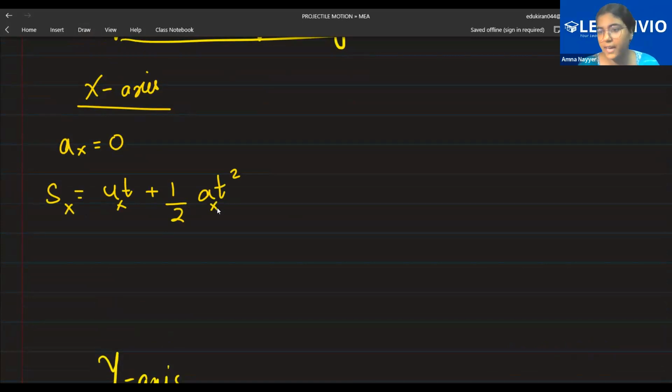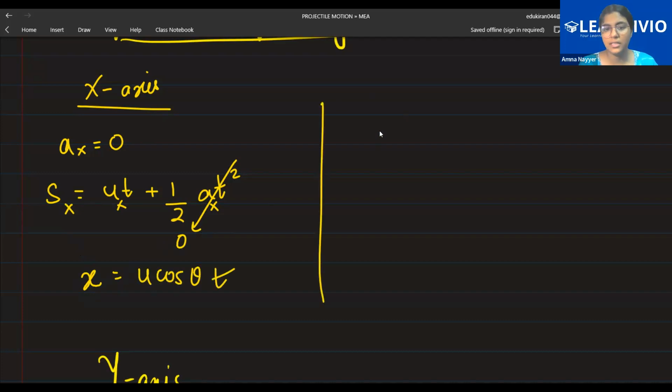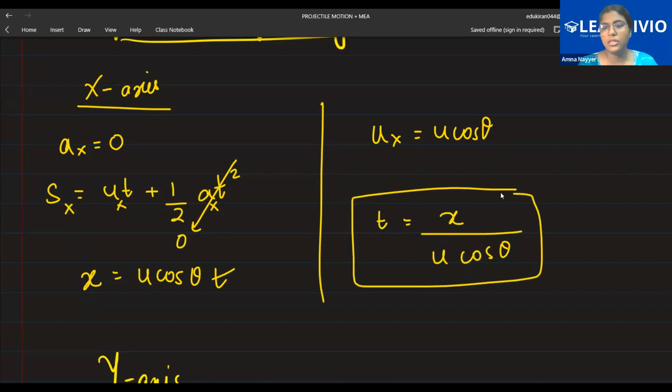So x I have mentioned. Now ax is 0, so this term becomes 0. What is the displacement x which we are calculating? It is ux into t, that is u cos theta into t, right? You know, we have solved that ux is actually u cos theta. So from here, t we can write as x divided by u cos theta. So this is the equation of time. This is the first equation. You can keep it as it is.